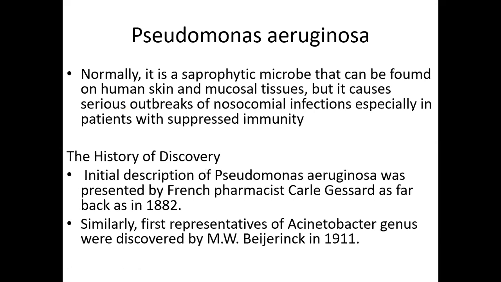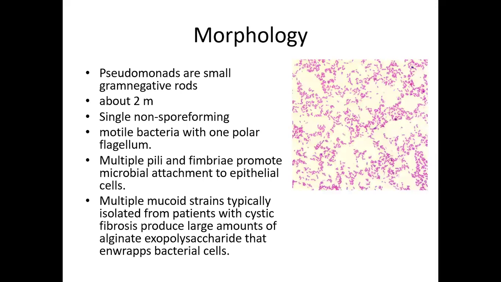Pseudomonas aeruginosa is normally a saprophytic microbe that can be found on human skin and mucosal tissue, but it causes serious outbreaks of nosocomial infection, especially in patients with suppressed immunity. Pseudomonas aeruginosa are small gram-negative rods, single, non-spore-forming, motile with a polar flagellum. Multiple pili and fimbriae promote microbial attachment to epithelial cells. Mucoid strains, typically isolated from patients with cystic fibrosis, produce large amounts of alginate exopolysaccharide that enwraps the bacterial cell.